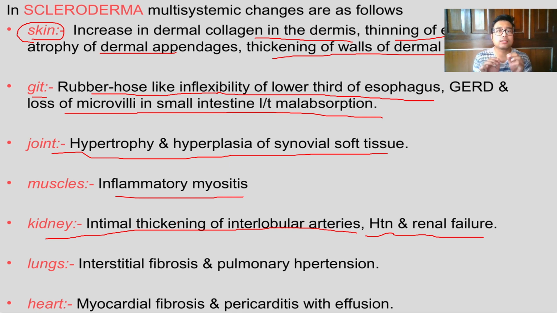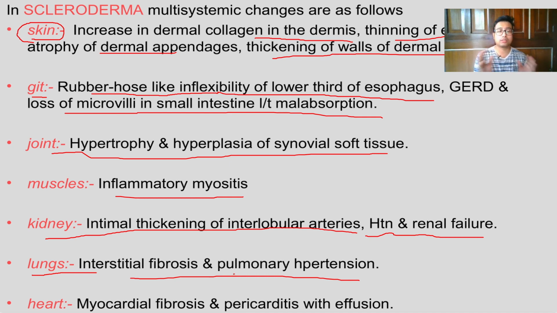connective tissue has an important part in basement membrane formation. So almost all of them, a few affect more, a few affect less, they affect the kidneys. So what happens? Lung fibrosis happens, and interstitial fibrosis, and pulmonary hypertension is also a feature.